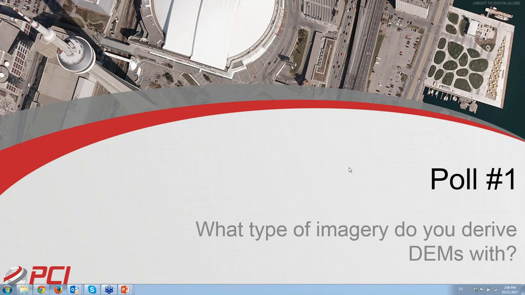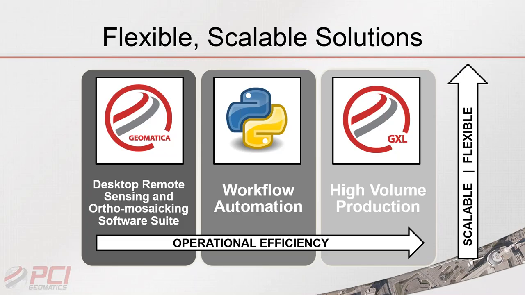Great. Thanks very much. So just a few quick words on our technology on PCI and how it is that we provide technology into the marketplace and where we're positioned. PCI Geomatics is a Canadian company that's based in Canada, and we have been in the business of geospatial remote sensing for over 34 years, and we offer several things. Probably the main technology that we've been providing for many years is our desktop remote sensing and orthomosaicing software suite, which is known as Geomatica.